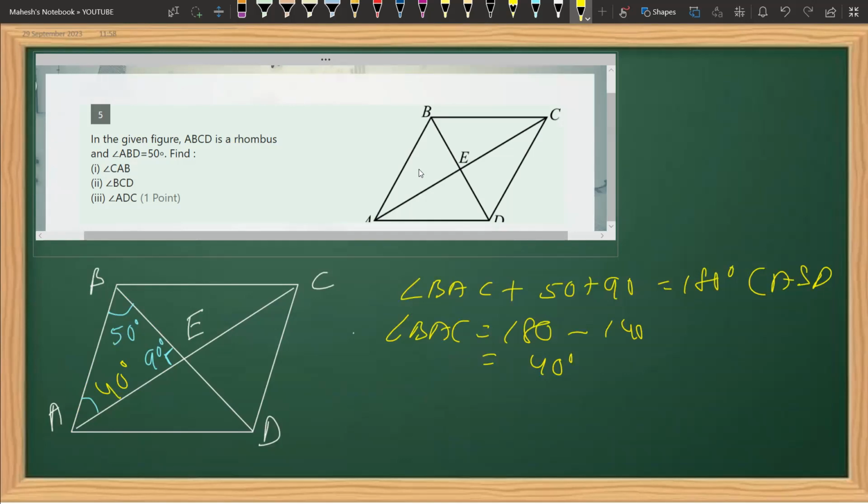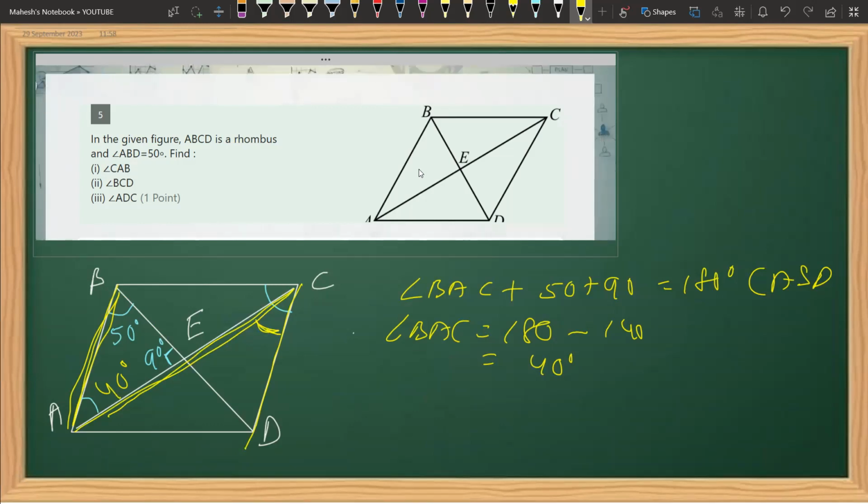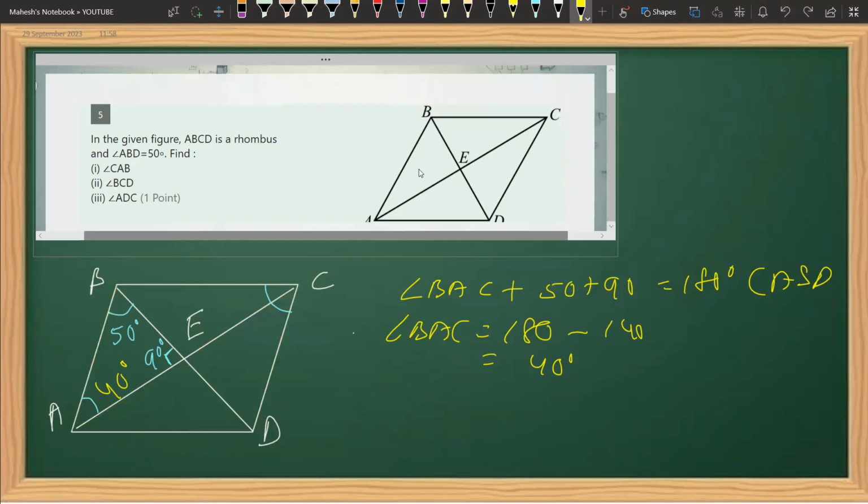Now in the next part, they are asking us to find the value of angle BCD. This whole angle is what we have to get. First of all, you can see that these two lines are parallel. AB is parallel to this, and AC is a transversal. So we can use the alternate interior angles property to write this value. I repeat, we have two parallel lines, so using alternate interior angles, I can write this angle, only this part of it, as 40 degrees.